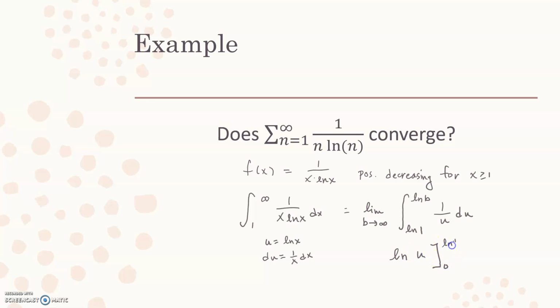from 0 to natural log of b, well, that is a mess. So no, this does not converge because natural log of b is going to infinity, so natural log of b would go to infinity, so this diverges. So no good, diverges.